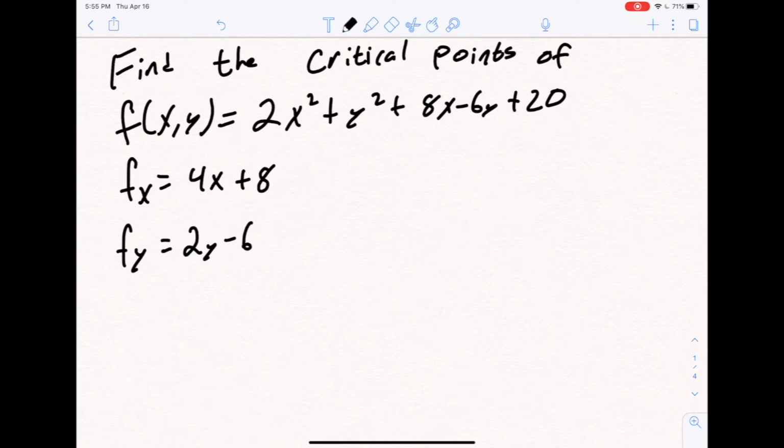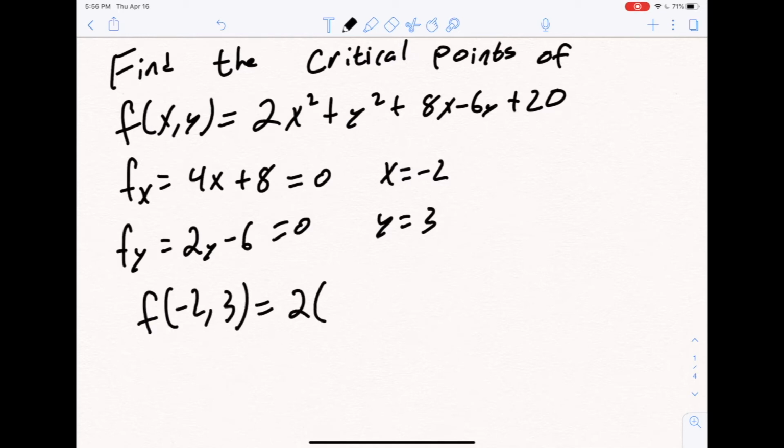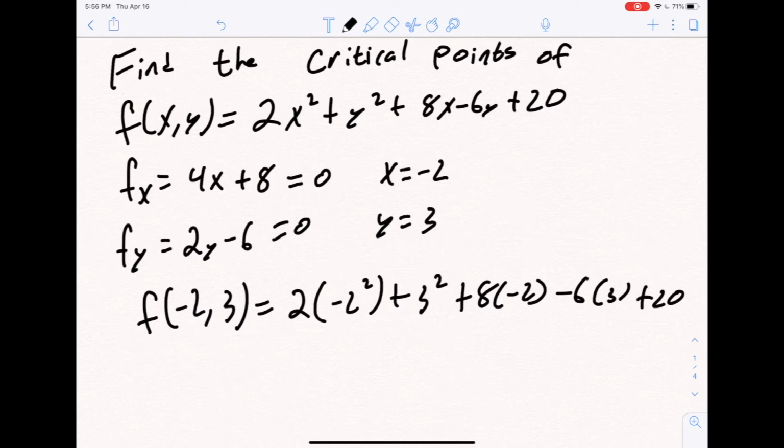And now we set these both equal to 0, and that tells us that x equals negative 2 and y equals 3. So now we can plug x equals minus 2 and y equals 3 back into our function, and we get f of minus 2 comma 3 equals 2 times minus 2 squared plus 3 squared plus 8 times minus 2 minus 6 times 3 plus 20, and that works out to be 3. And so our critical point is the point (-2, 3, 3).